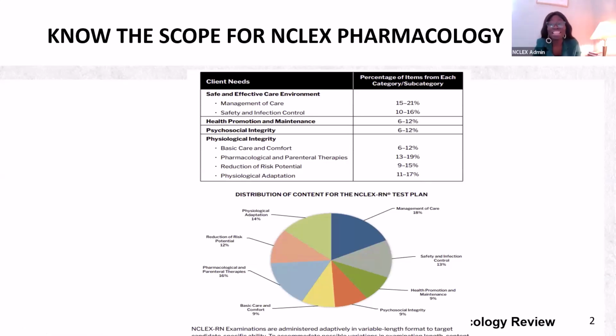And you know that the format for the exam is CAT, computerized adaptive testing. So it's going to adapt to how you are answering the questions. You may have two candidates sitting side by side for NCLEX, but they are going to be presented with different questions based on how they are answering. So it's important that you master pharmacology.